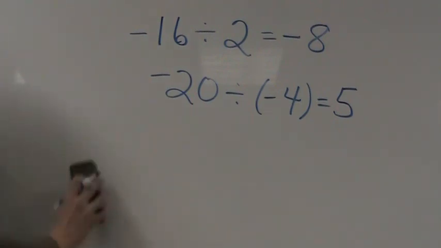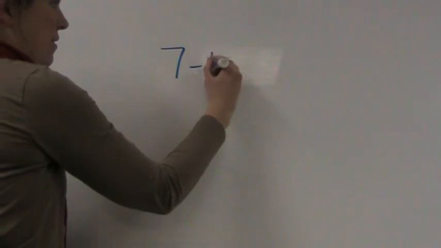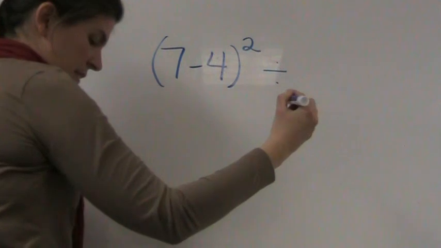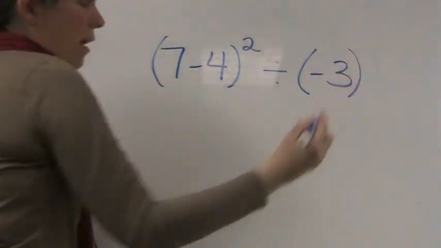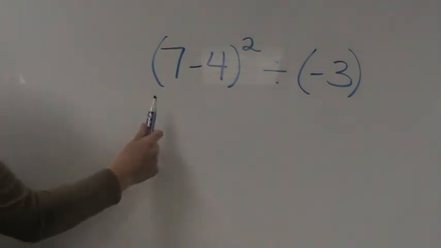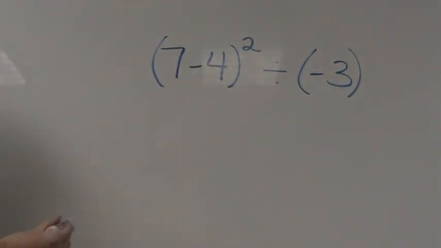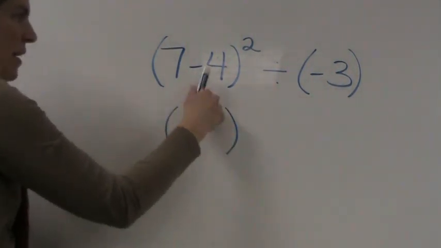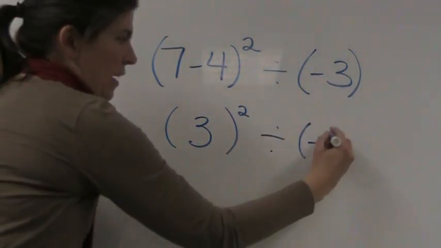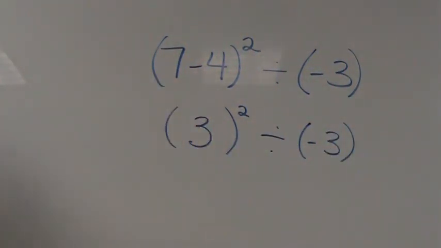Now we can put these all together in a little bit more complex problems that you're going to be asked to simplify. So something like this, 7 minus 4, that whole quantity squared, divided by negative 3. And our order of operations tell us to deal with the things in the parentheses first. So I'm going to look at this parentheses and say 7 minus 4. What is 7 minus 4? 7 minus 4 is 3. And I still want that squared divided by negative 3.